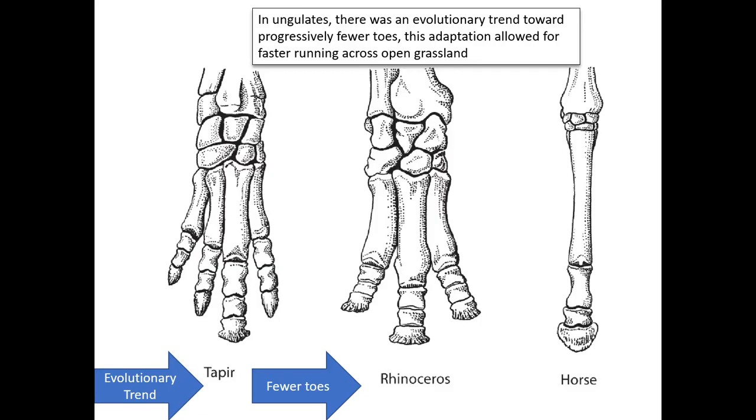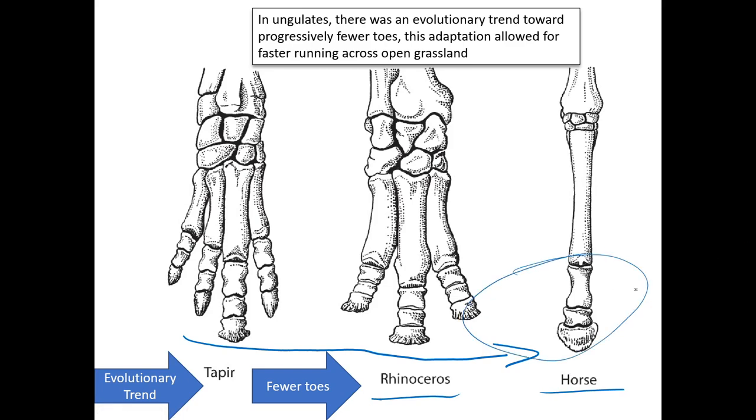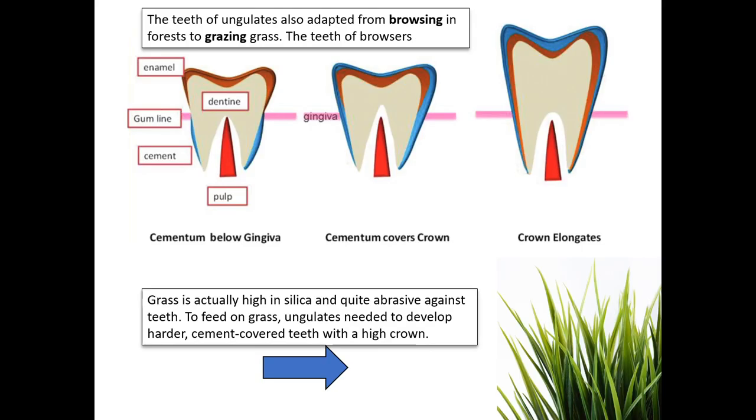So ungulates are good runners, and what the evolutionary trends are is to get rid of some of these excess toes. So the fewer toes you have, the easier it is to run quickly across an open grassland. Okay, so we're going to see this evolutionary trend from tapirs to rhinoceros to horses of getting fewer and fewer toes. The horse's hoof is really just one big toe. He's just sitting on one toe. Isn't that kind of crazy? The hoof is just that one big toe.